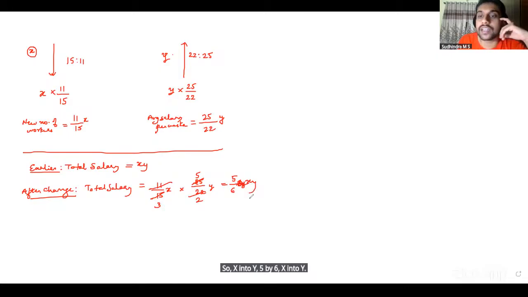Did everyone understand till here? Yes, good. Now, what have they asked us? Ratio of old salary is to new salary, or new salary is to old salary?